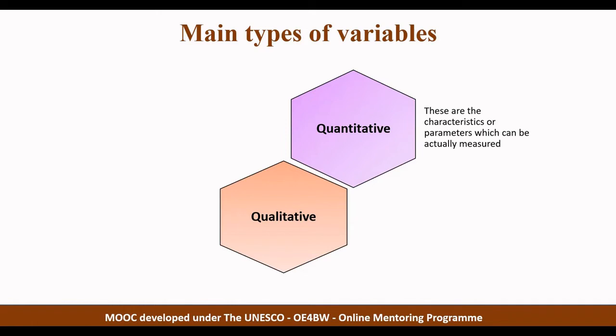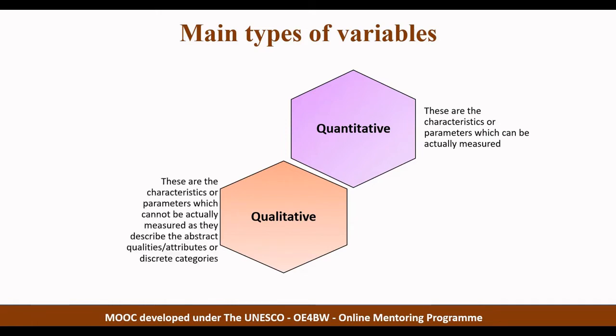Qualitative variables are the characteristics or parameters which cannot be actually measured, as they describe the abstract qualities or attributes or discrete categories. For example, the behavioral studies seen due to the effect of a psychotropic drug. Here, the observations made would be categorized such as the type of movement, maybe slow, medium, fast, etc. Another example could be of the research study based on epidemiology of a disease, based on ethnic groups, gender, etc.